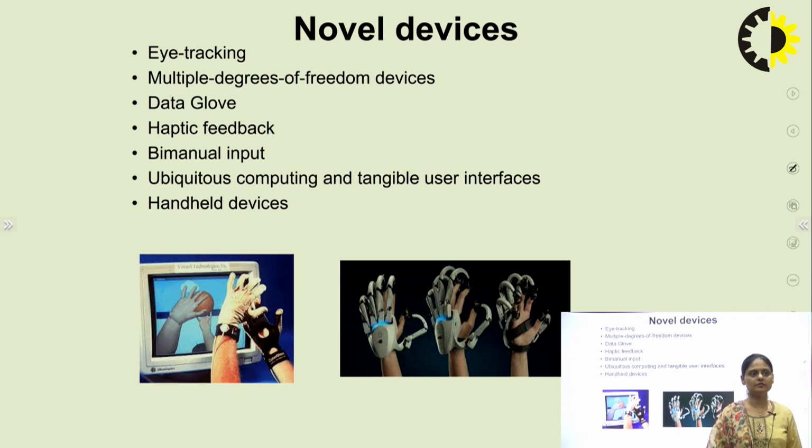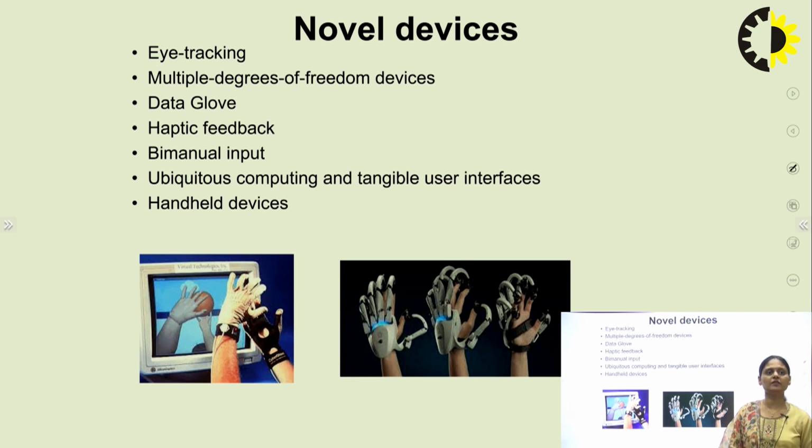Similarly, data gloves, as we can see in the picture over here. Through these gloves we can touch any object, even if it does not exist. So we can feel with the help of this data glove. We can feel the pressure, we can feel the weight, as if it is in our hand, but actually it is not. So these are the data gloves.